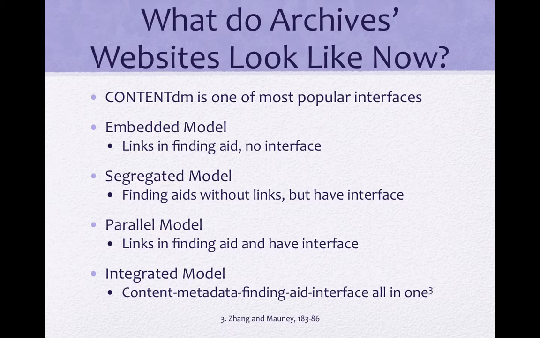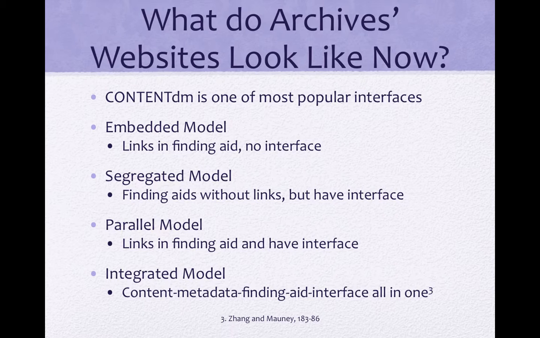Okay, so before I jump into user issues, let's think about what archival websites look like right now. And I basically pulled this from the Zhang and Monyu reading from our class, and they found that ContentDM is one of the most popular interfaces for archives, and that there are four different types of models that most archival websites follow. The first is the embedded model, where links are found in the finding aid, but there's really no interface. The next is the segregated model, where you have both an interface and finding aids, but there's no links to digital content in the finding aids.